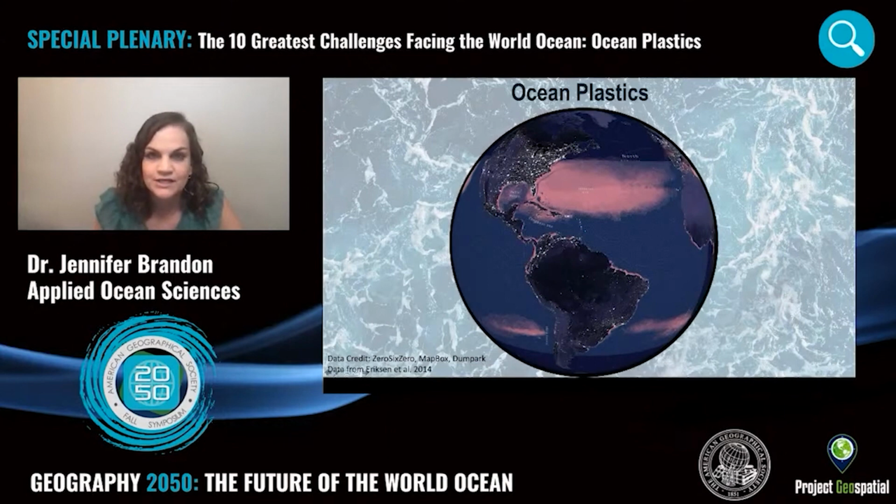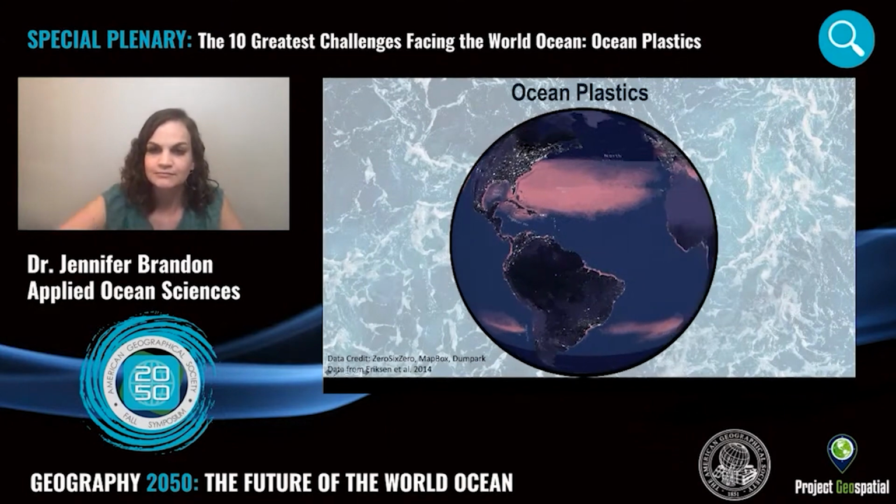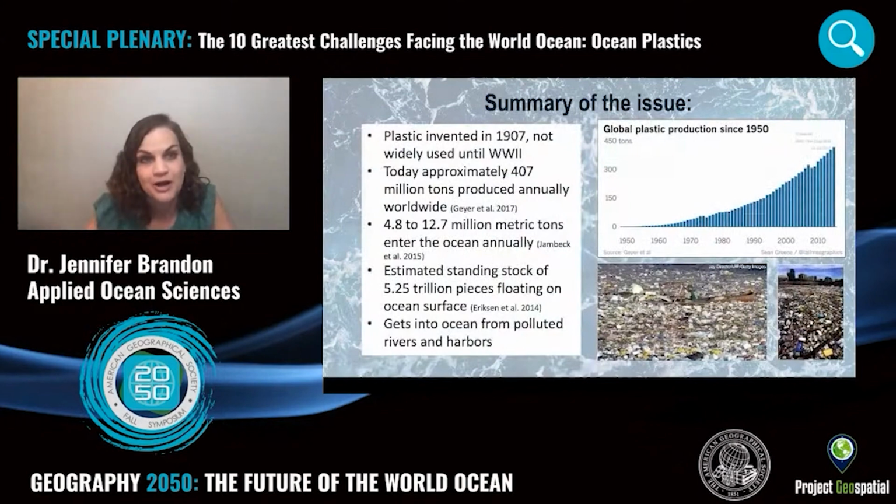So ocean pollution is a relatively new problem. Plastic is only about 100 years old as a substance. It was invented in 1907, but we didn't widely use it until World War II and right after World War II. But since then, we have had an exponential growth in global plastic production, and we are currently up to approximately 407 million tons of plastic produced annually worldwide. And of that 407 million tons, approximately 4.8 to 12.7 million metric tons enter the ocean annually.